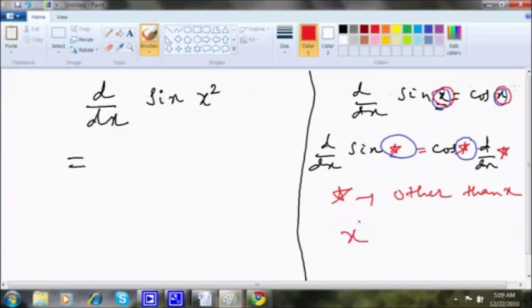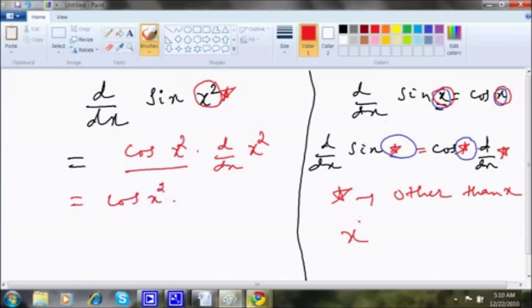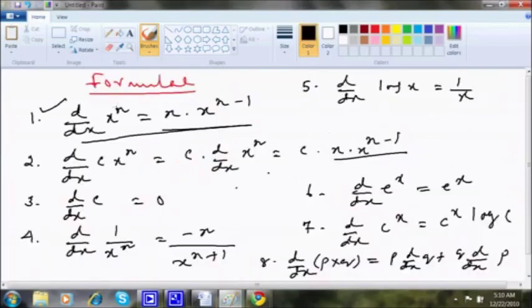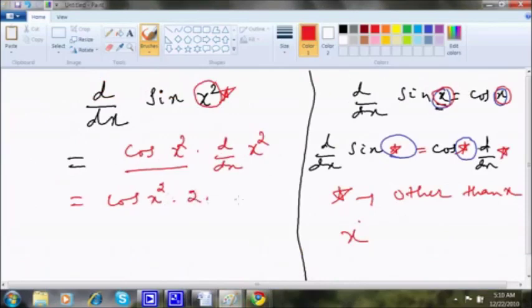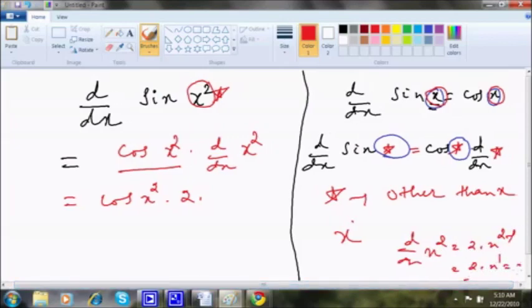So sin x is cos x, so for sin x square, now this becomes the star. So this is cos of star, which is cos of x square. The extra thing is dy dx of x square. So sin x is cos x, sin x square is cos x square, but the only thing is dy dx of x square is multiplied. Dy dx of x square is how much? Again, I'm coming to the first formula. Dy dx of x square is 2 into x to the power 2 minus 1, which is 2 into x to the power 1, that is 2x.